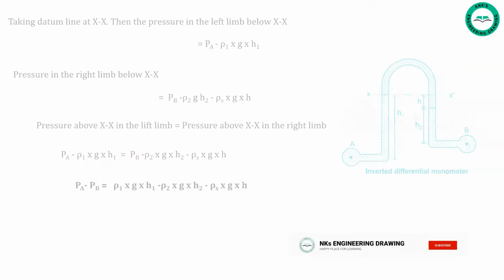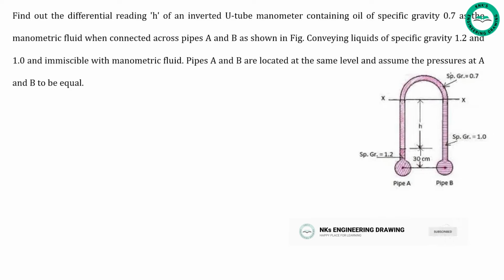Now let us see a simple problem. Find out the differential reading h of an inverted U-tube manometer containing oil of specific gravity 0.7 as the manometric fluid when connected across pipes A and B as shown in figure, conveying liquids of specific gravity 1.2 and 1, immiscible with manometric fluid. Pipes A and B are located at the same level, and assume that pressures at A and B to be equal. Now write down the given data.